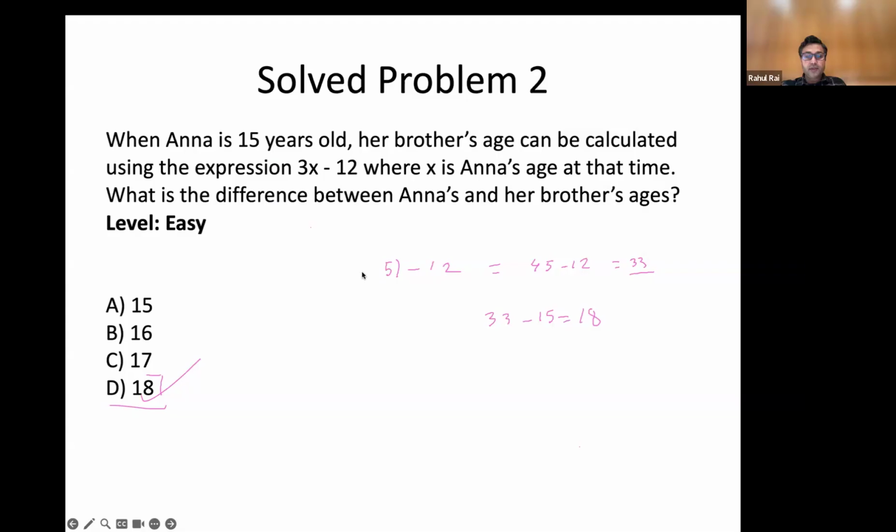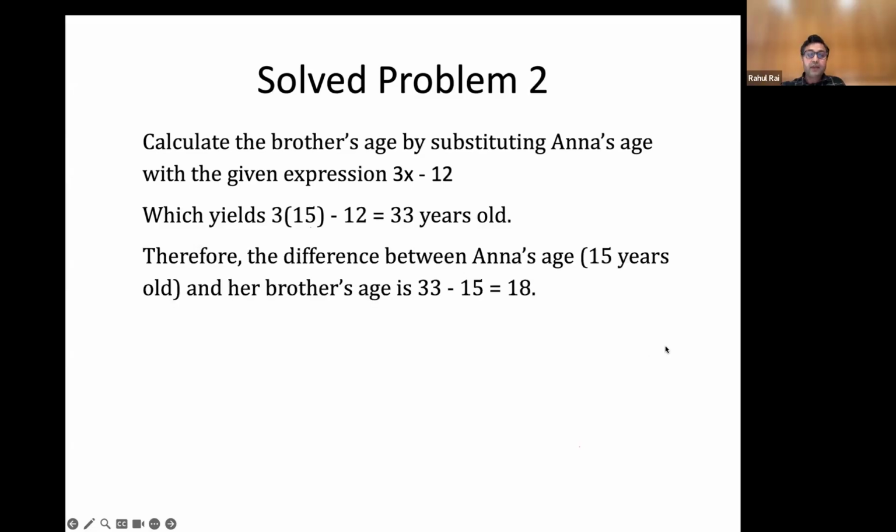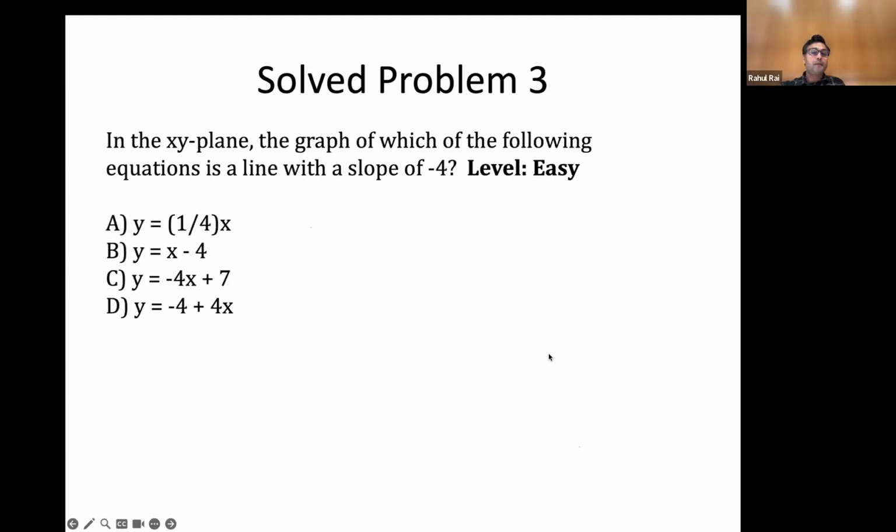Okay, so again, this one is an easy one. It's a linear equation in one variable. You substitute, you find the brother's age, and you subtract Anna's age to get the answer for this overall problem. Okay, now let's move on to a cleaner version of the solution. You need to substitute Anna's age in this expression, and if you do that, you will get 33 years old. Then the difference is found by subtracting Anna's age from the brother's age, which is 33 minus 15, and you get 18 as the answer. So let's move on to problem 3, which is also an easy problem.